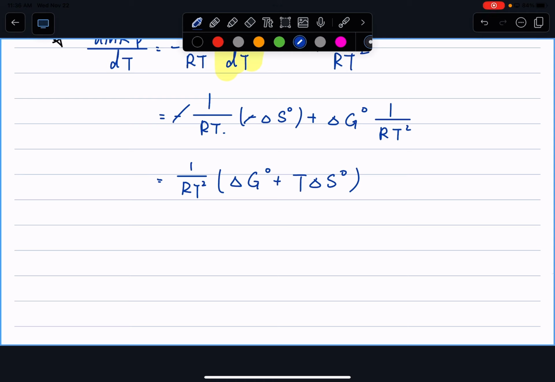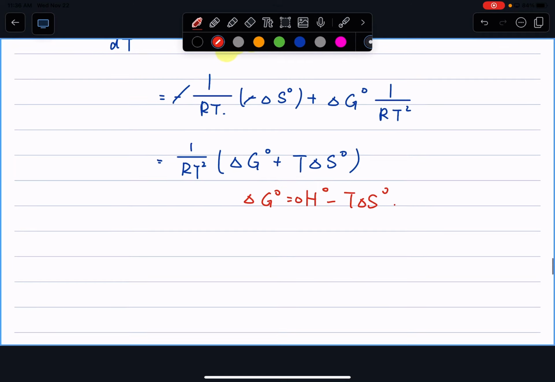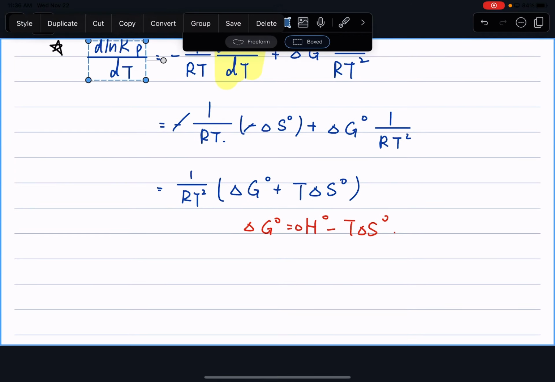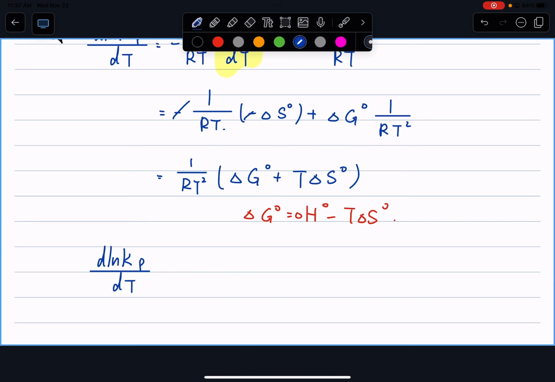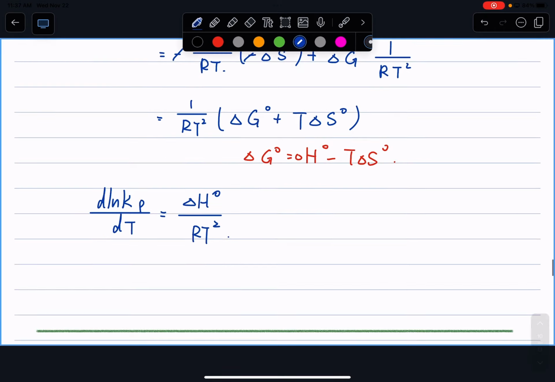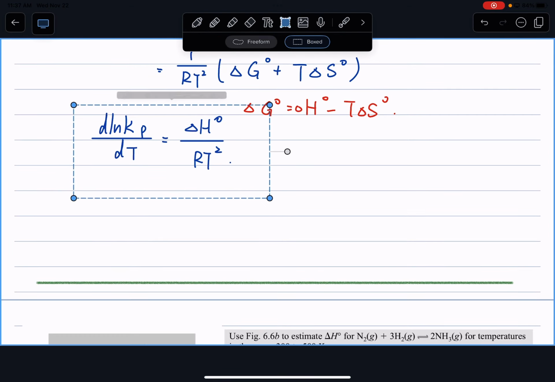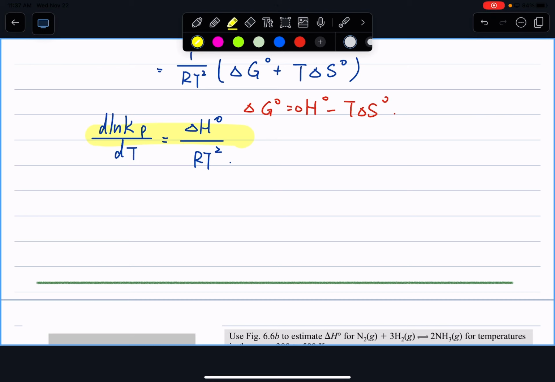This becomes very familiar. Remember our definition: delta G naught equals delta H naught minus T delta S naught. So effectively, the temperature dependence of your equilibrium constant becomes delta H naught over RT squared. And this is what we call the van 't Hoff equation.